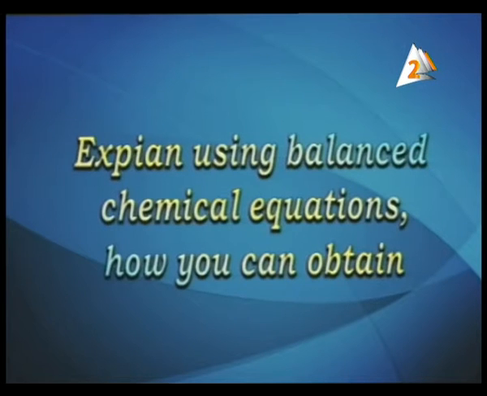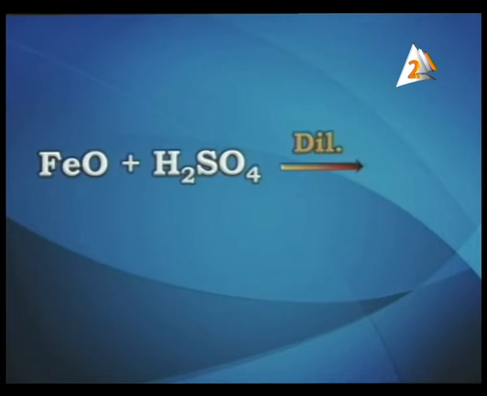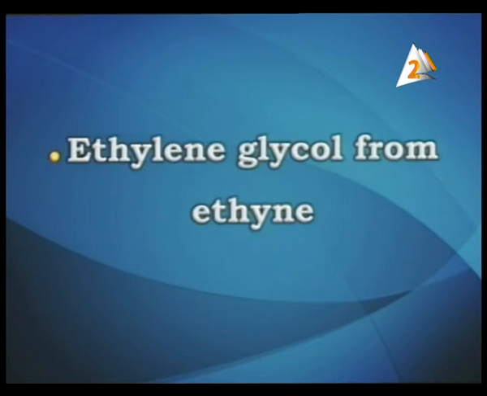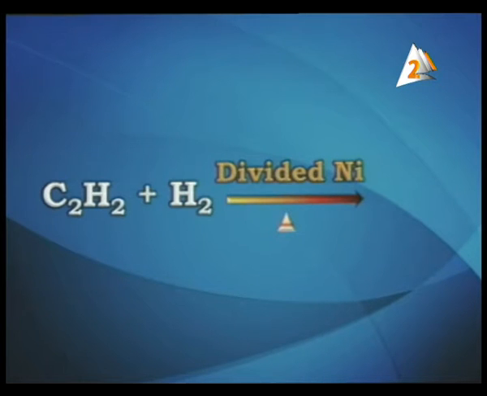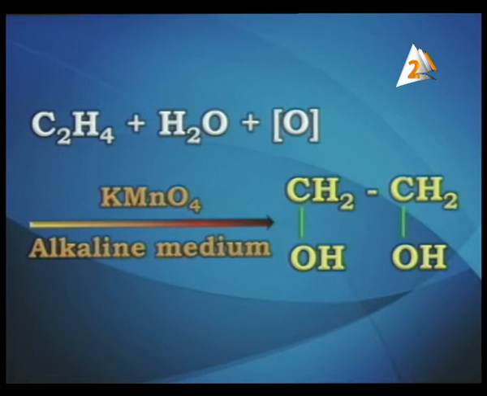Next type of question, explain using balanced equations how you can obtain iron 2 sulfate from iron 2 oxide. As the equation proceeds on the screen, FeO plus H2SO4 dilute gives FeSO4 plus H2O. Ethylene glycol from ethyne: C2H2 plus H2 in the presence of divided nickel gives ethylene. Then ethylene reacts with water and atomic oxygen produced from alkaline potassium permanganate to give ethylene glycol, CH2OH CH2OH.